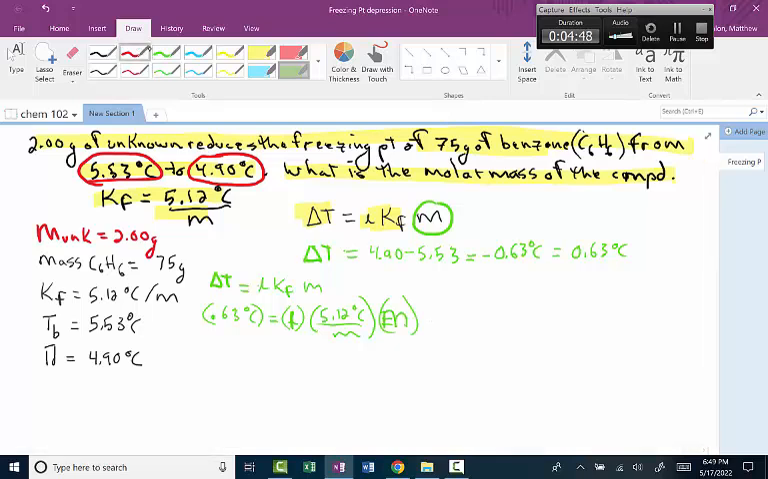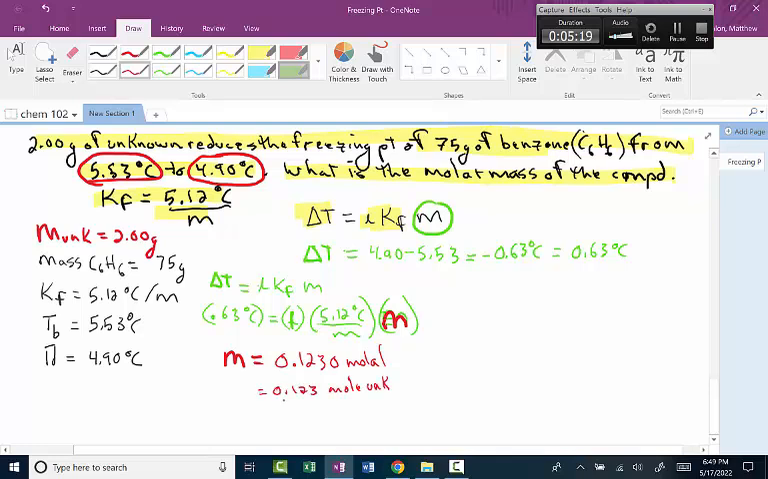and we can calculate the molality. I'll put that in red over here. And so our molality equals 0.63 divided by 5.12, and I get 0.123 molal. And that is units of 0.123 moles of our unknown per 1 kilogram of solvent, benzene.